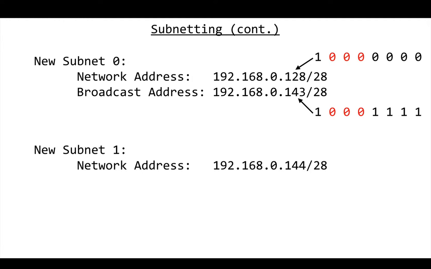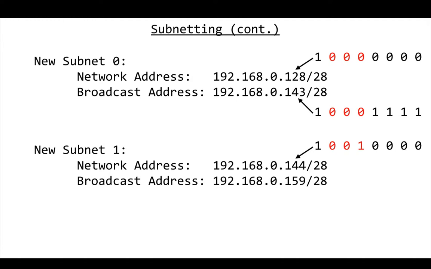Subnet 1 is if we set the subnet to 001 and we want the network address, so we set everything to all zeros, all the host bits. That's how we get 144. The broadcast address is 195. Subnet bits are still 001, but all the host bits are set to 1.